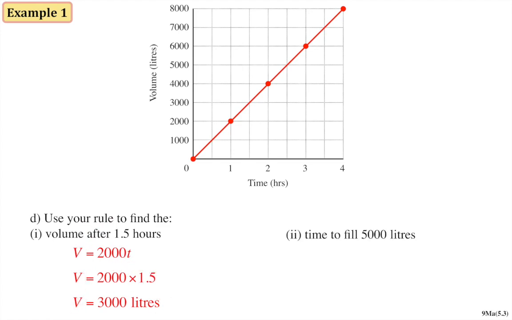Now, if I wanted to fill my tank up to 5,000 litres, let's look at 5,000 litres, go across, drop straight down. I can see the answer is going to be 2.5 hours, but it says to use the rule. If I use the rule, the volume is 5,000, so I get 5,000 equals 2,000 t. Divide both sides by 2,000. 5,000 over 2,000 is 2.5, so it takes 2.5 hours to fill the tank to 5,000 litres.